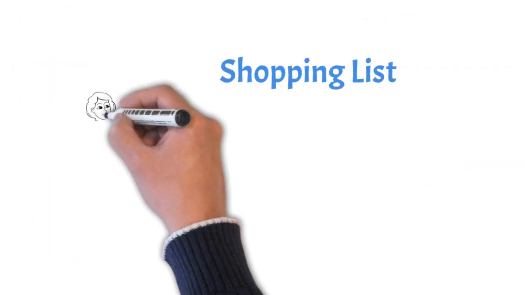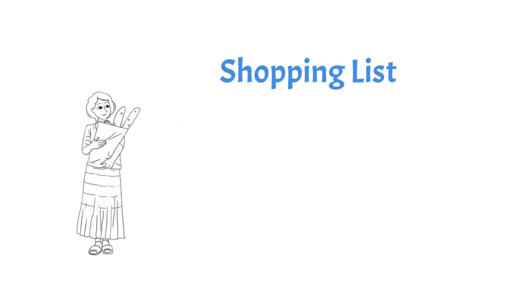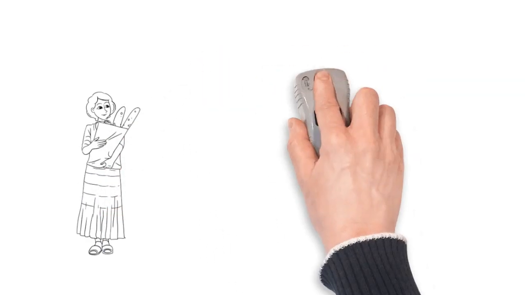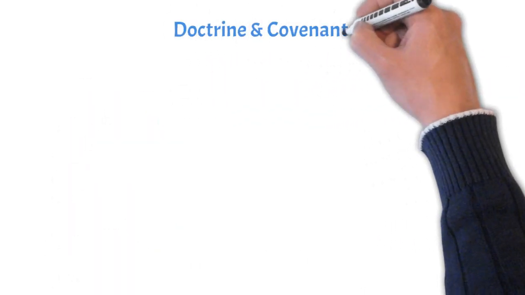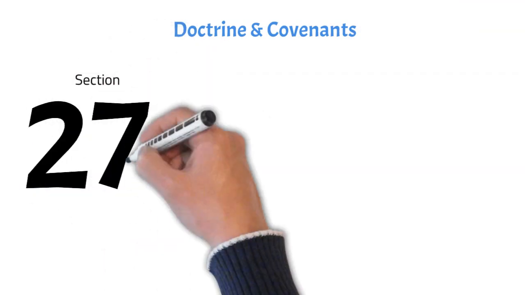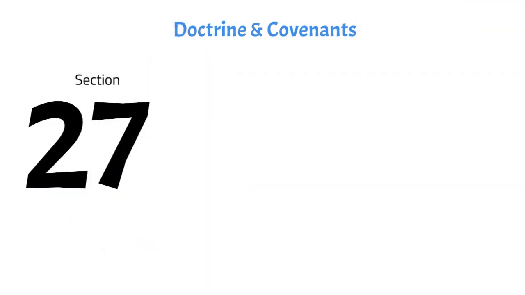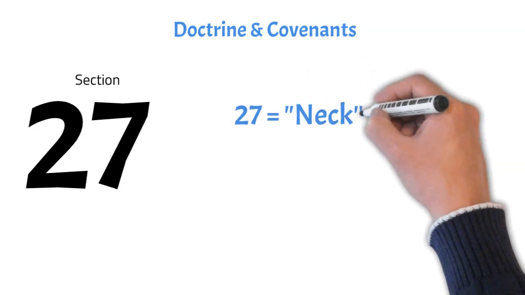You have a shopping list? Poof! You can commit it to memory as fast as you can read it. You're reading the Doctrine and Covenants section 27 and you want to associate it, but there's no entry in the number substitution list for the number 27. So you translate the number to neck.